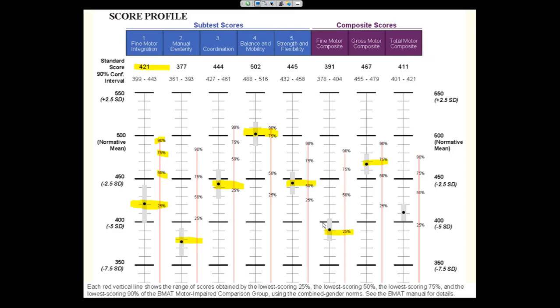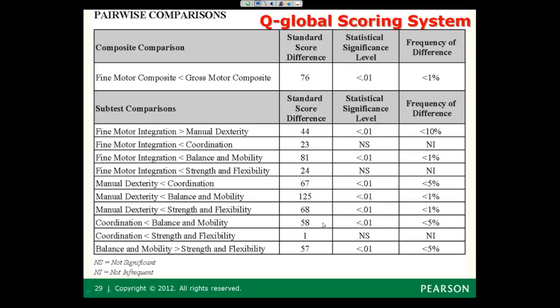But let's look at this in a little bit more detail, see if we can start to really tease this out. This is, again, the pairwise comparison chart from the Q Global scoring system. The reason I can make the determination that her gross motor skills are better than her fine motor skills is by this comparison. We're comparing fine motor composite to gross motor composite, and that 76-point difference in the scores is significant at the 0.01 level, but it's also very rare. So when we look at the frequency of difference here, that only happens in less than 1% of the population or in the norm sample.